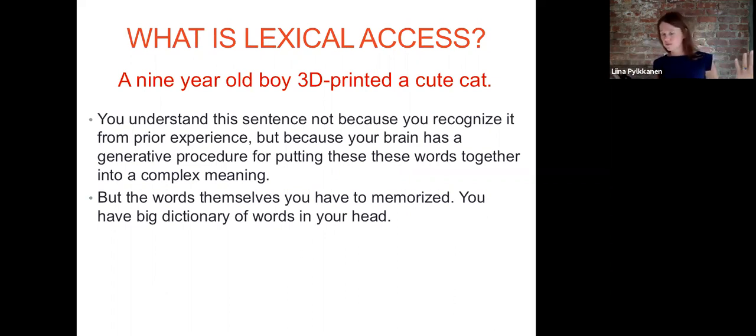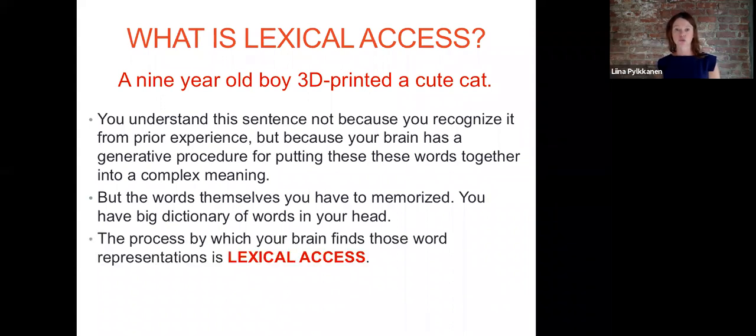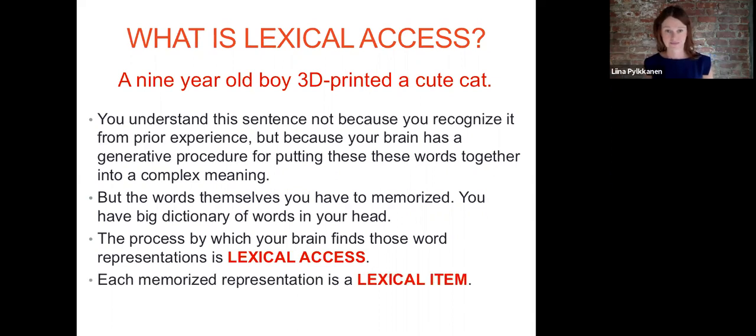So even though you probably don't have a prior memory representation of this particular sentence, you need to have memory representations of the individual building blocks, something like the words that you can access in your memory. So your brain has a big dictionary of words, which are these stored representations. And the process by which your brain finds these word representations is what we call lexical access.